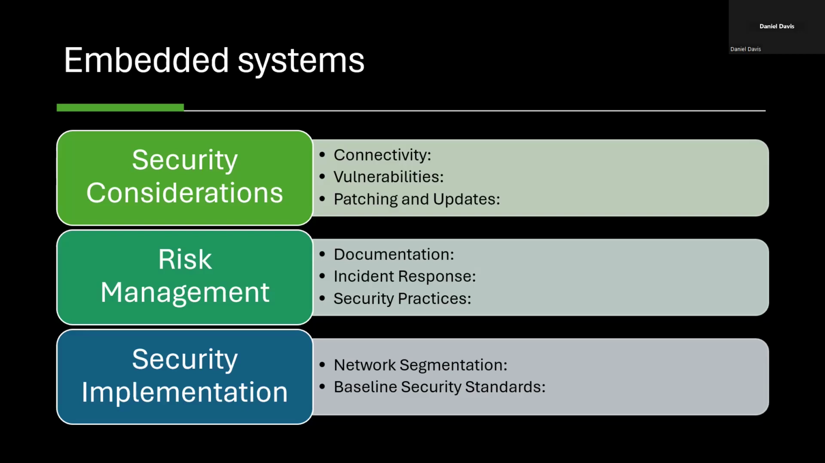Risk management. Documentation. We need to acquire detailed documentation on the system's operation and security measures. Incident response. We need to plan and document responses. Security practices. Include robust security practices in our acquisition processes and operational procedures. Security implementation. Network segmentation. Again, like in most cases, we want to use segmentation to protect vulnerable devices. Baseline security standards. We want to apply and maintain security standards for all embedded systems.